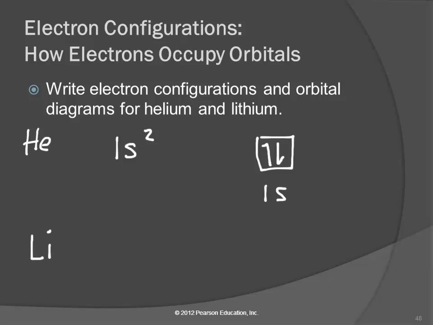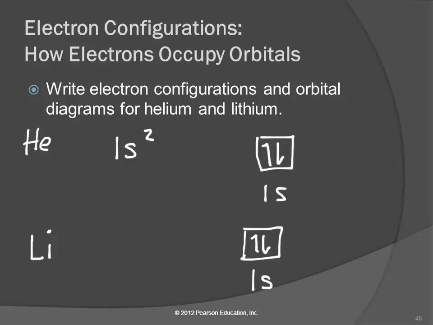So try to stay with me, and hopefully by the end of the class period it'll start to make sense. The next element is lithium. Lithium has 3 electrons. So if we're going to draw the orbital diagram for lithium, there's that 1s orbital. That can only hold 2 electrons though. So we can put 2 electrons in there, but lithium has 3 electrons. That orbital is full. The 3rd electron has to go to a higher energy orbital.